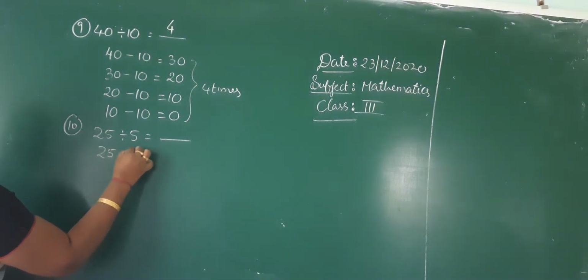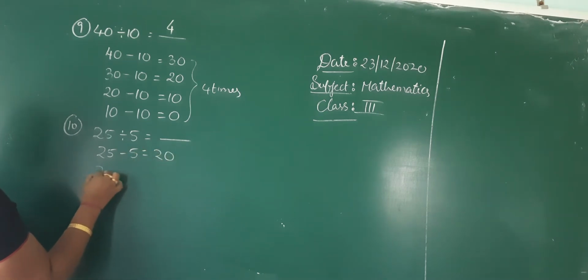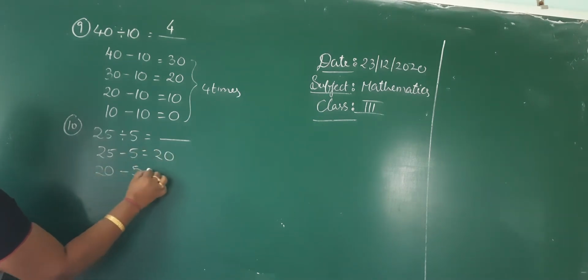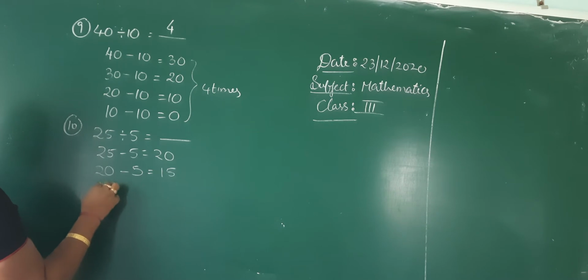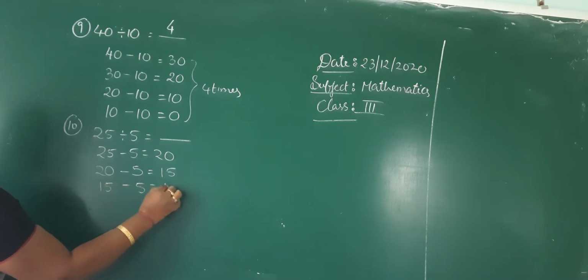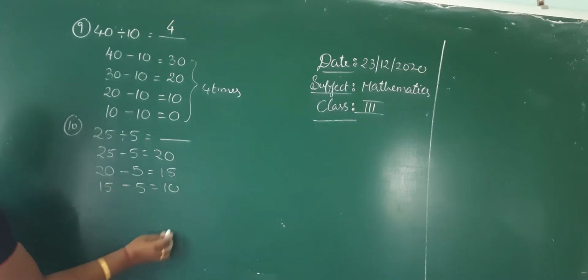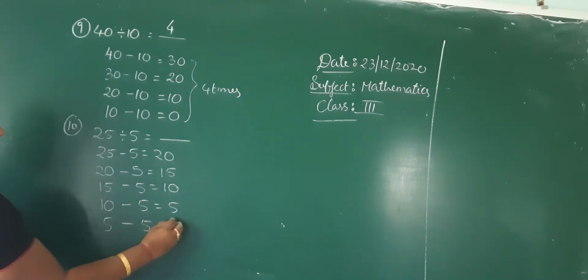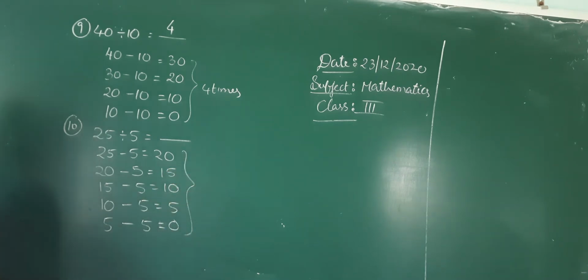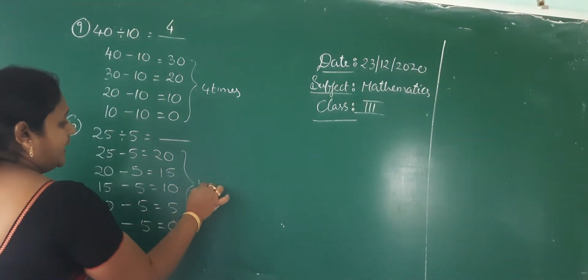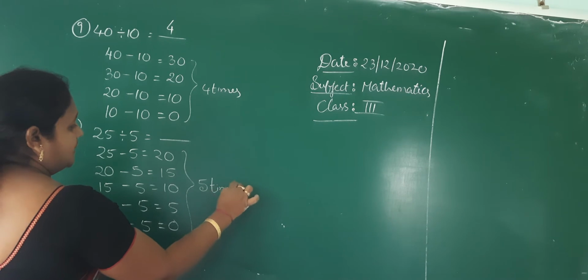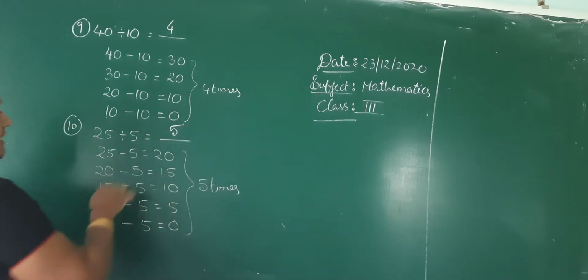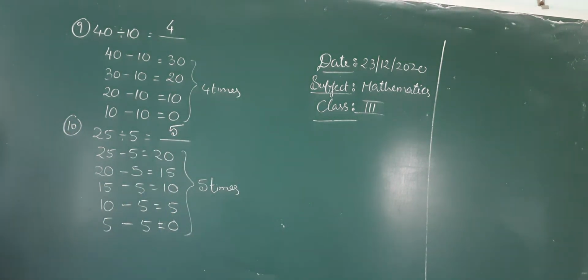25 minus 5, nothing but 20. Next, 20 minus 5, nothing but 15. 15 minus 5, nothing but 10. 10 minus 5, nothing but 5. 5 minus 5 equal to 0. How many times did we repeat, children? Here we repeated that subtraction 5 times to get the 0. So the answer is 5.